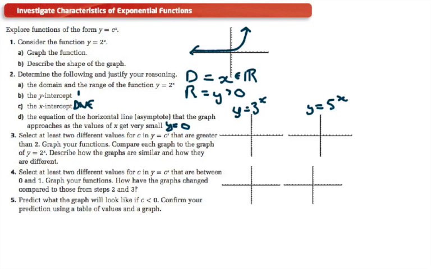Go back to the graphing calculator. You can clear out the first function, put in 3 to the power of x, graph it out. The shape is very similar, however, at the right side it gets steeper much faster. If we do the same thing with 5 to the power of x, we'll see again the shape is basically the same, but it gets steeper even faster still.